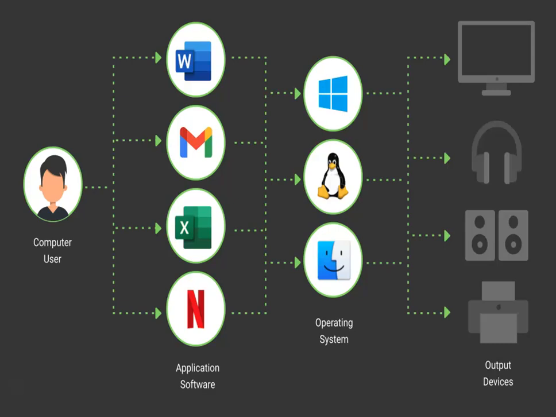This application software is going to be divided into three main categories: mobile apps, general purpose applications, and specialized applications. With the mobile apps, these are the most popular of our three categories of application software. These are the applications that are designed for our cell phones and our tablets.